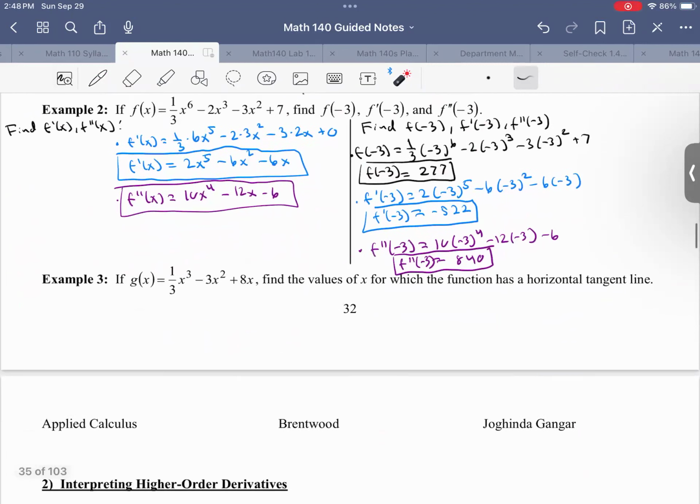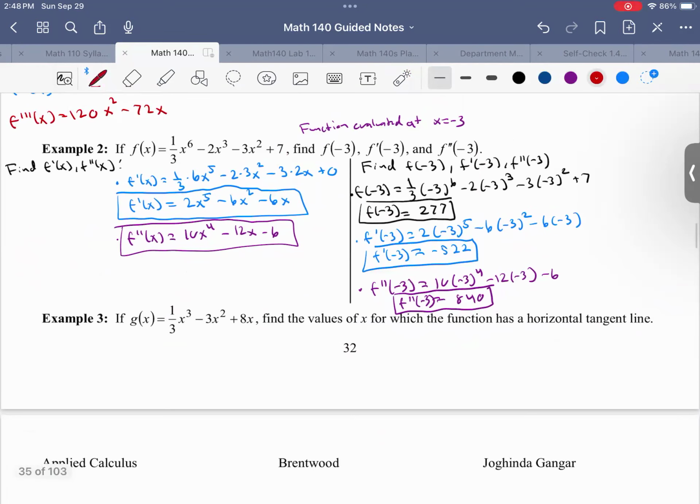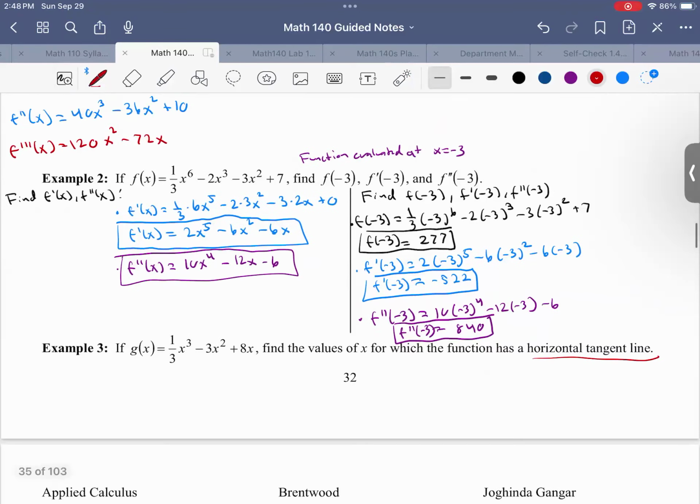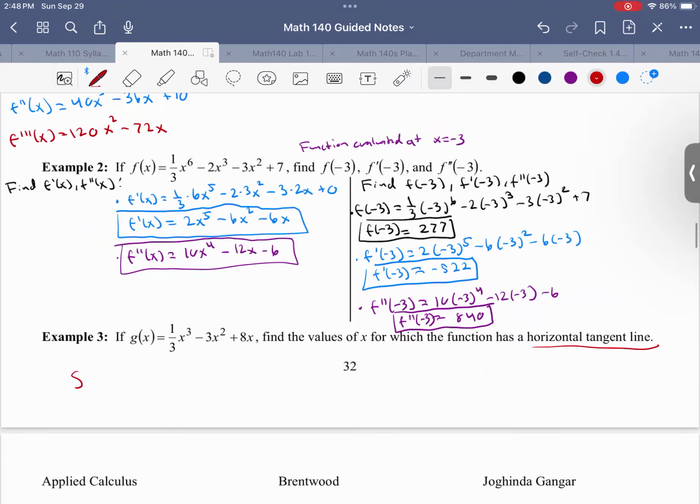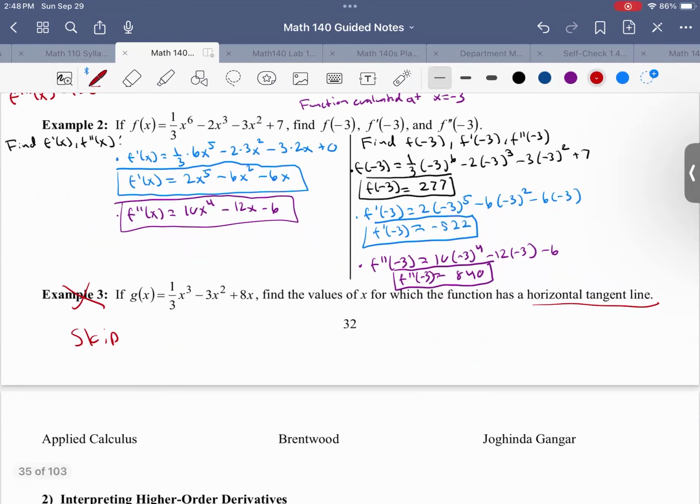So example 3 says horizontal tangent line. We're not really talking too much about higher order derivatives, and it's not necessarily too connected to it. So I'm going to go ahead and skip this example. But that's it for this video, and I'll see you next time. Thank you.